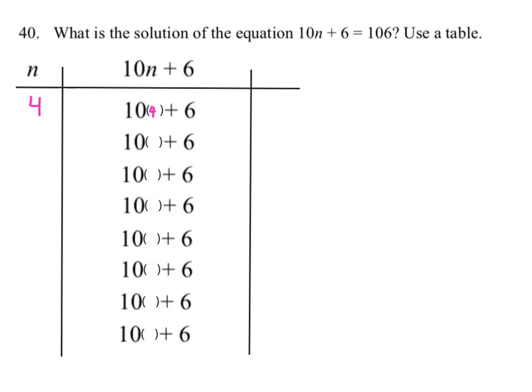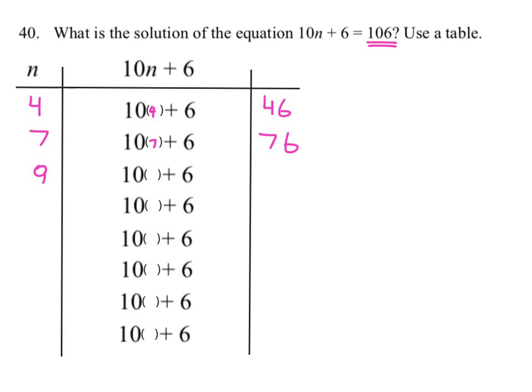That would put a 4 here. And what is 10 times 4? 40. Plus 6, 46. We need to hit 106. So that's too low. So I'm going to actually jump up a few. Let's try 7. Okay. Put a 7 in there. 10 times 7, 70. Plus 6, 76. That's a pretty good sign.